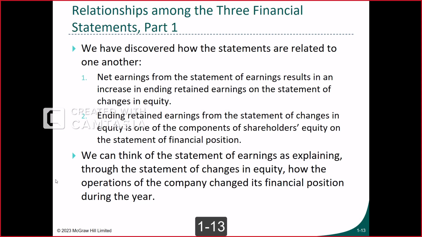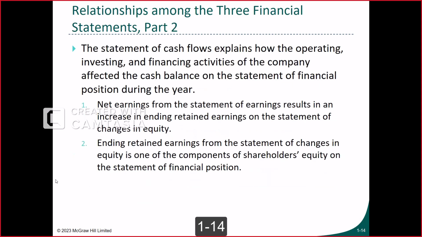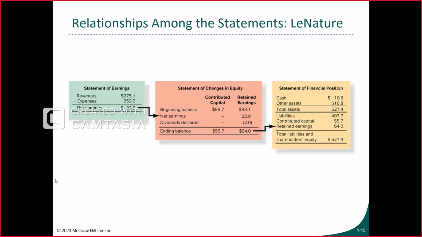The statement of earning ends with the net income. That net income will be transferred to the statement of change of equity to calculate the ending balance of the retained earning. That ending balance of the retained earning will show up in the balance sheet. This is how the three statements are connected.